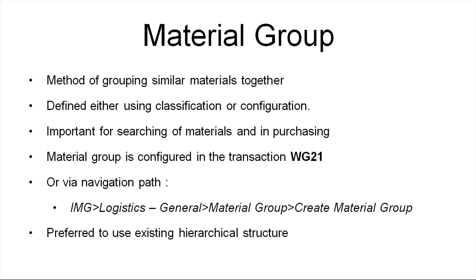Material group is configured in the transaction WG21. Alternatively, it is navigated in order of IMG, logistics general, material group and finally create material group. A material hierarchy can be created, but it is preferred to use the existing hierarchical structure defined in the implementing organization. Changing the hierarchy has far-reaching implications. Thus, it is convenient to define it early in the project.